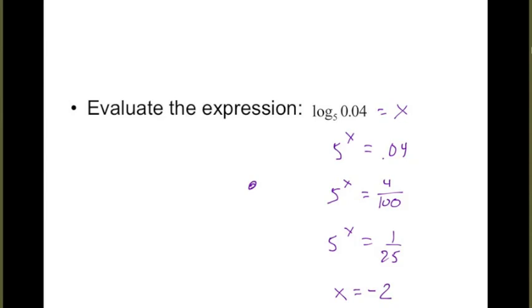And it is. So when you're working with a decimal value, it will be helpful to turn it into a fraction, because then you're going to be able to see what power should exist there. Once we turn it into a fraction, we could see the relationship between 5 and 25.